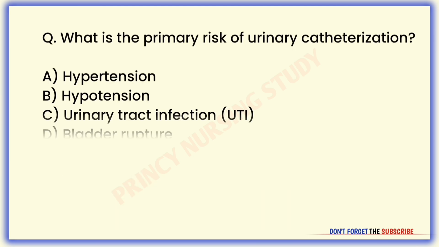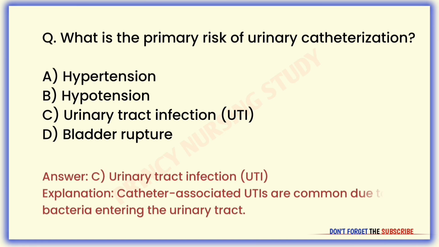Next question. What is the primary risk of urinary catheterization? Correct answer is C. Urinary tract infection, UTI. Catheter associated UTIs are common due to bacteria entering the urinary tract.